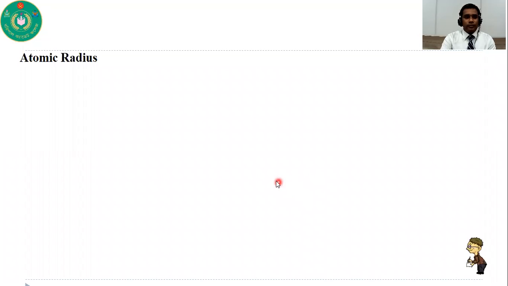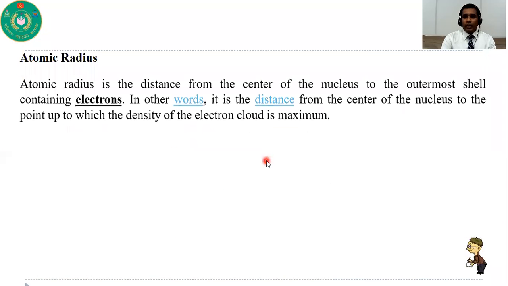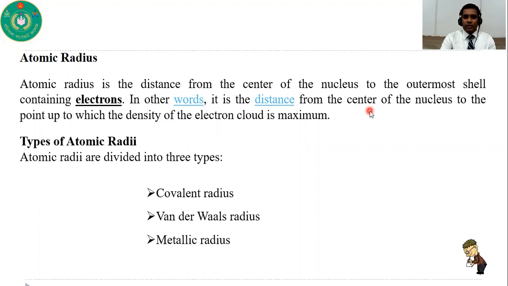Now, first one, atomic radius. Atomic radius is the distance from the center of the nucleus to the outermost shell containing electrons. So, in other words, we can say that it is the distance from the center of the nucleus to the point at which the density of the electron cloud is maximum. There are three types of atomic radius. By three ways we can find out the atomic radius. First one is covalent radius, van der Waals radius, and metallic radius.